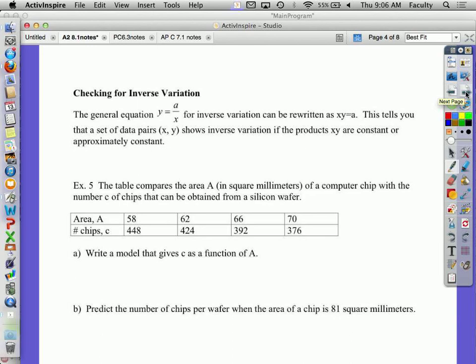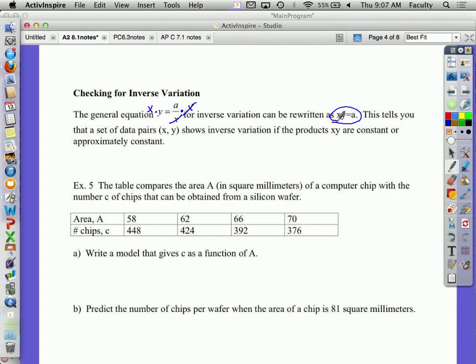All right, here we are going to look at checking for inverse variation. The general equation y equals a over x for inverse variation can be written as x times y equals a. Now here's how I came up with this. If you multiply both sides of the equation by x, that's where x times y equals a comes from. So if you can multiply x times y, and it always equals a constant, then that's inverse variation. And that's counterintuitive to me, because you're actually multiplying the two, when in inverse, it's a division. Do you see what I mean? That can be confusing.